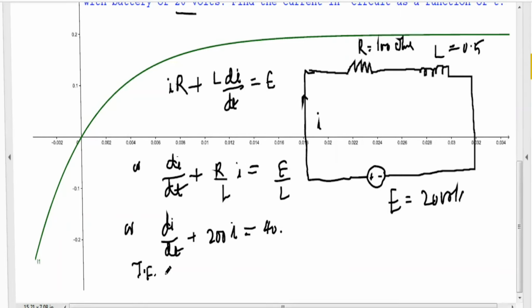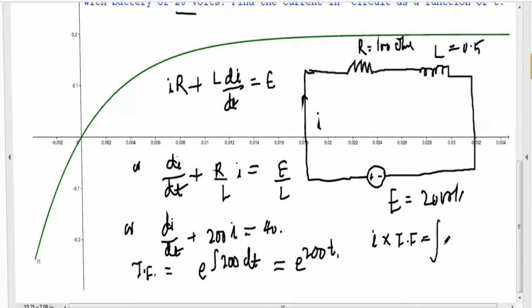The integrating factor is found by the formula e to the power of the integral of 200 dt. And its general solution is I, the current, times the integrating factor, equals the integral on the right hand side of 40 times the integrating factor dt. This is the general solution to find the current.